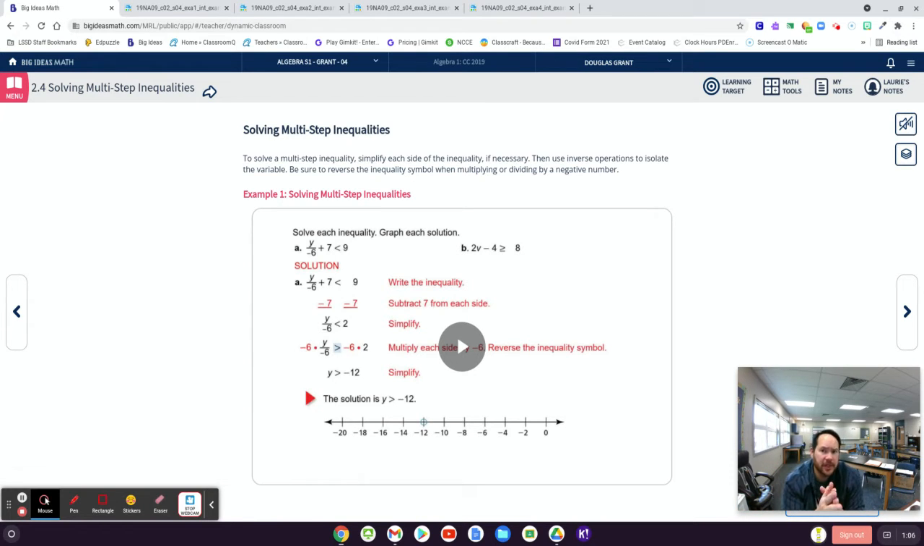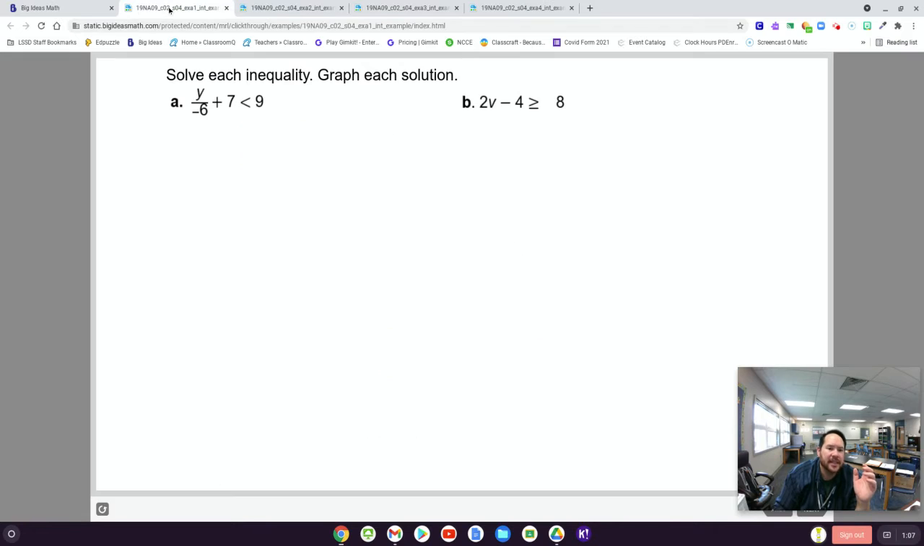Just like when you multiply or divide by a negative, and that's your only step, anytime you multiply or divide by a negative, here you have to switch the inequality sign. Adding and subtracting, you never switch the sign around. Just multiplying or dividing by positive numbers, you do not switch the sign around. So let's jump right into it.